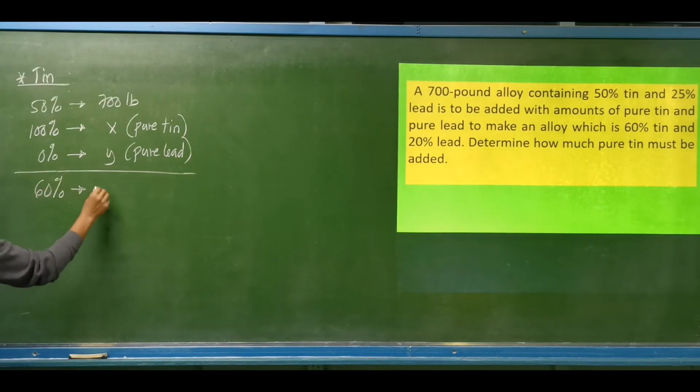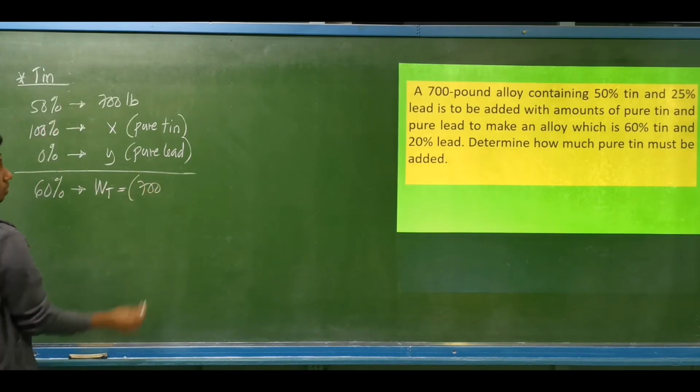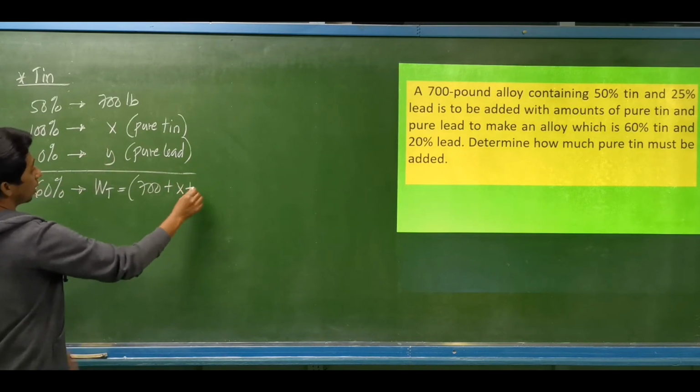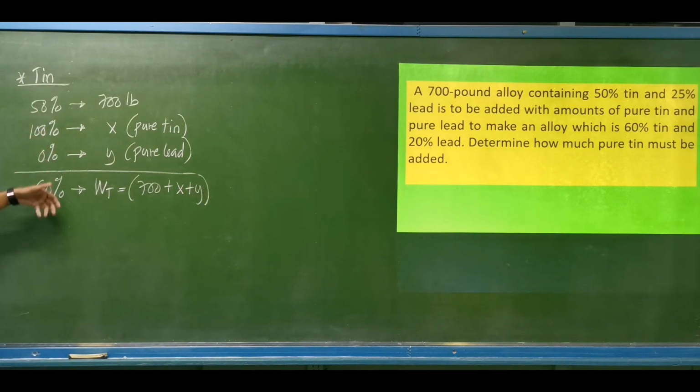And what will be the total? This time it is in terms of weight. The total weight is the initial weight, 700 pounds, plus the pure tin we are adding, plus the pure lead we are adding. This is our first equation. So we have this is 50%.